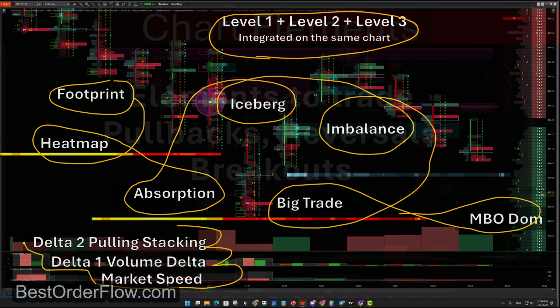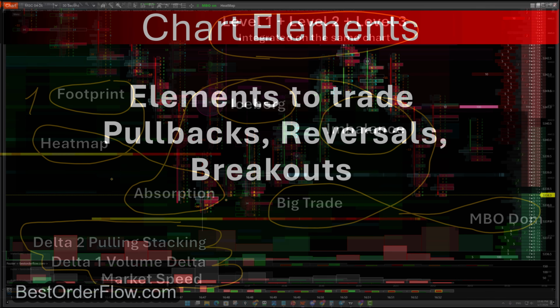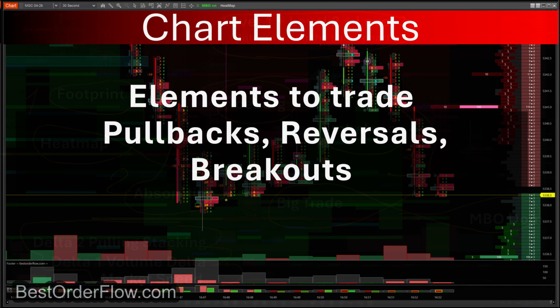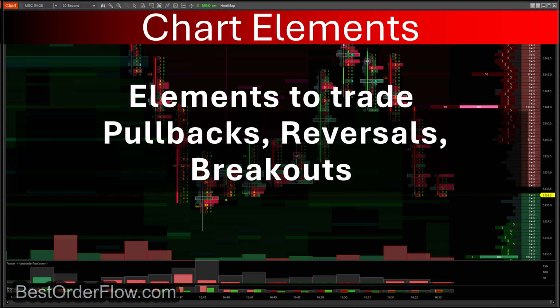Basically, I'm going to share with you the elements. Some of you ask, what are the most important elements? And I say there's no one single element, but there are some elements that I need to put in order: what I look at first, then second, then third. Now, this is going to be a presentation about the elements I'm looking at on the chart, because on the chart we can see a bunch of things, right?